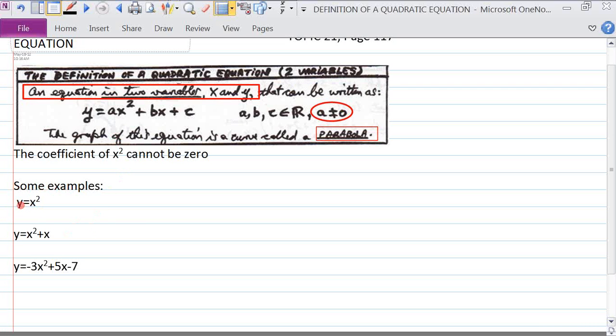Some examples are y equals x squared. You don't necessarily have to have a bx and a c term. So it could just be y equals x squared, or y equals 3x squared, or y equals minus 2x squared. Another example is y equals x squared plus x. That's another example of a quadratic equation. And here we see a third example, y equals minus 3x squared plus 5x minus 7.